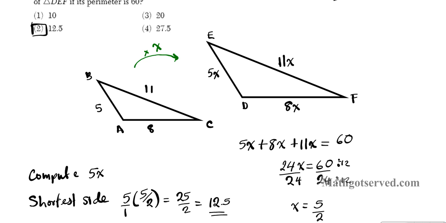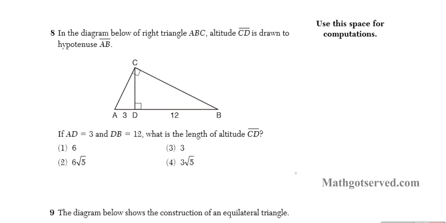All right, let's move on to the next question. In problem 8, we're told that in the diagram below is a right triangle ABC, and the altitude CD is drawn to hypotenuse AB. So whenever you have this case, you have three similar triangles, okay? We have three similar triangles. So we're given information about the shortest side of the smallest triangle, and then also we're given the information of the second to the shortest side of the second triangle.